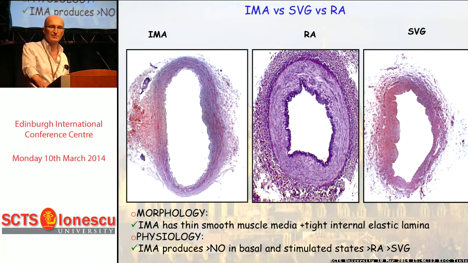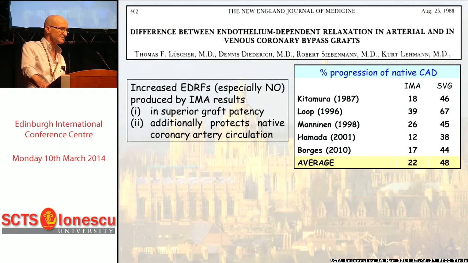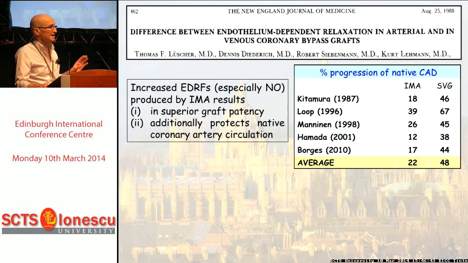If we compare an internal mammary artery, a radial artery, and a saphenous vein, we can see that there are differences in morphology and physiology. Morphologically, the IMA has a thin, smooth muscle media and a tight internal elastic lamina. Physiologically, the IMA produces more nitric oxide, both in basal and stimulated states, than a radial artery or a saphenous vein. Now, the difference between the IMA and vein graft bypasses is very important in terms of these endothelium-dependent relaxation factors, the most important of which is nitric oxide.